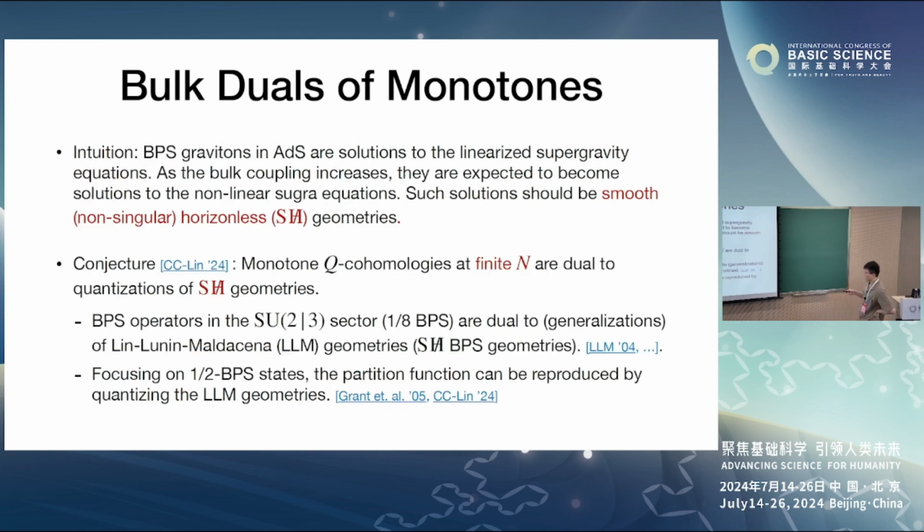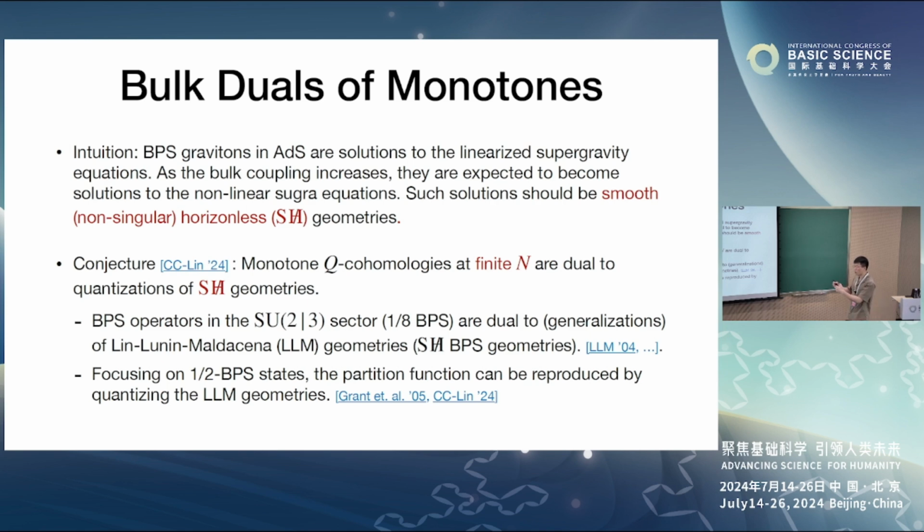And now, before proposing the bulk dual, let's discuss the intuition that we have for this bulk dual. Because the bulk BPS gravitons in AdS are actually solutions to the linearized supergravity equation. If we consider infinite rank N, that means we have very weak coupling. So the supergravity equation becomes linearized. And the bulk BPS gravitons are solutions to this linearized equation.